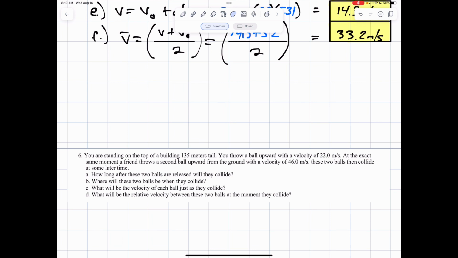Part A, how long after the two balls are released will they collide? Part B, where will these two balls be when they collide? C, what will be the velocity of each ball when they collide? And D, what is the relative velocity of the balls at the moment they collide?